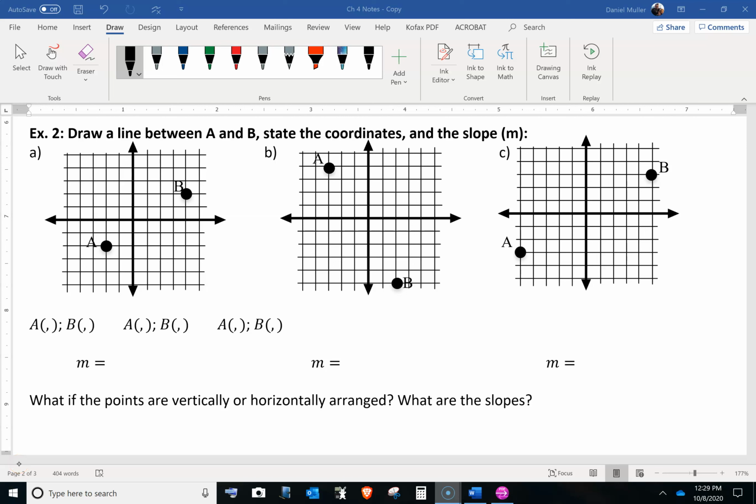Draw a line between A and B, state the coordinates, and also state the slope. Okay, well, it looks like I need to do some editing here, so hold on.